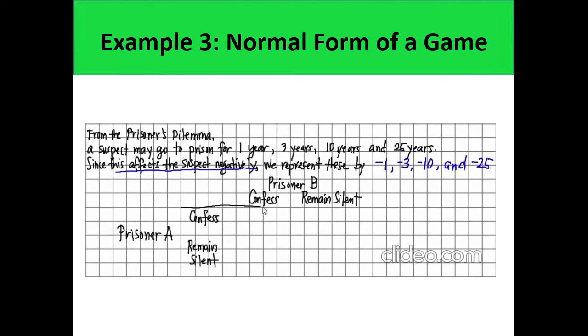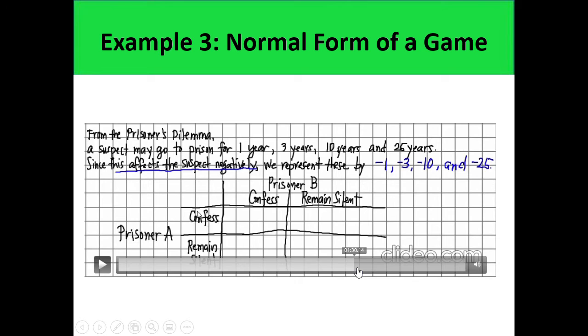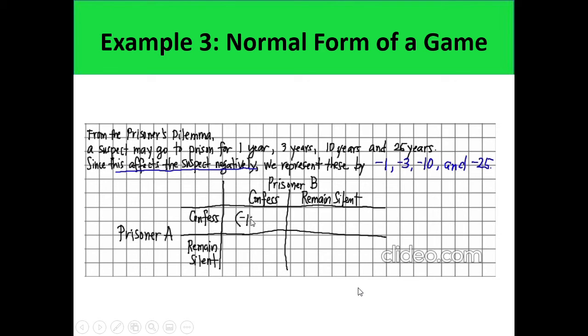Now, if prisoner A confessed and prisoner B confessed, then each will go to jail for 10 years. So you have -10, -10. If the row player confesses and the column player remains silent, you have -1, -25.